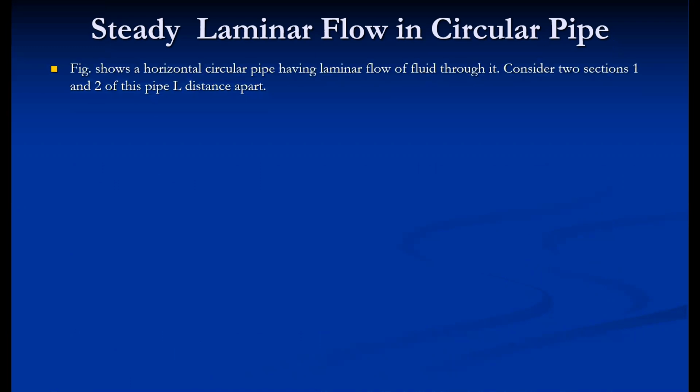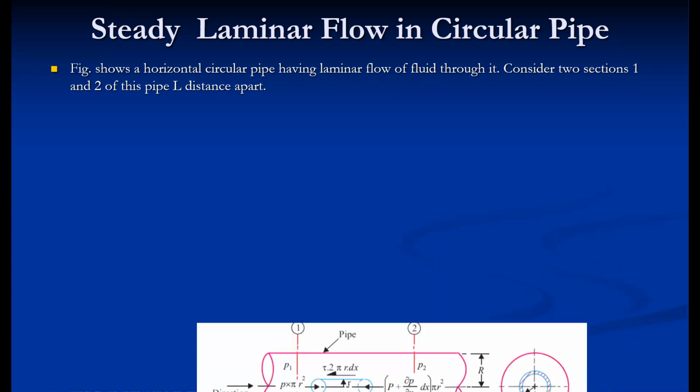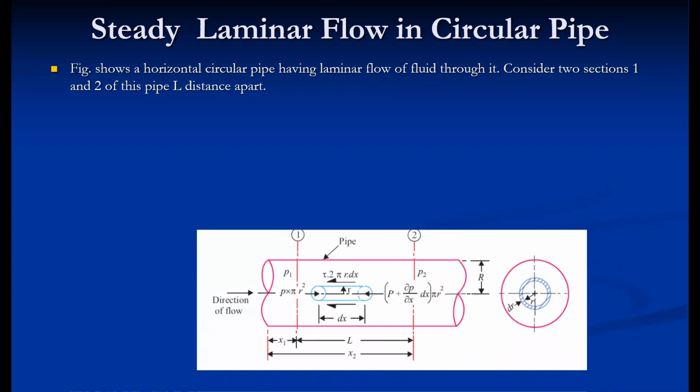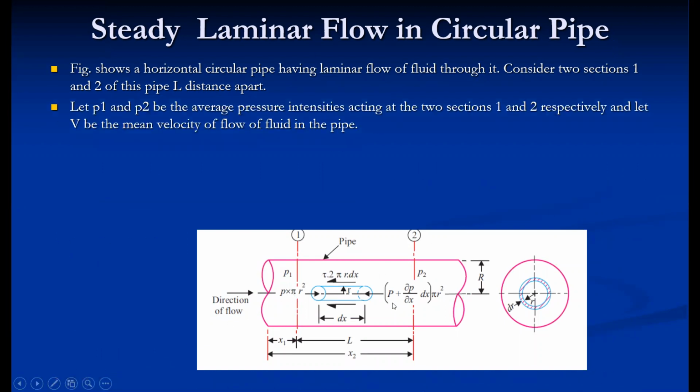So consider a steady laminar flow in a circular pipeline with two sections, 1 and 2, L distance apart. Let P1 and P2 be the average pressure intensities acting at sections 1 and 2 respectively, and let V be the mean velocity of flow of fluid in the pipe.